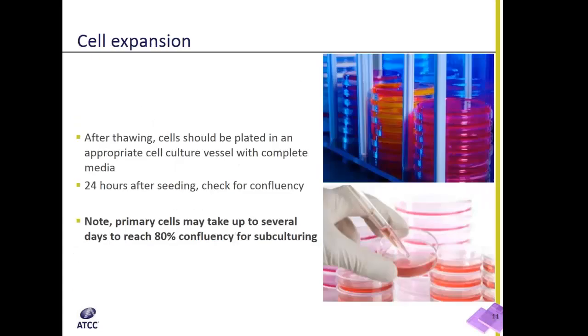After thawing cells, you're now ready to plate the cells in an appropriate vessel, which could be a cell culture dish or a flask. This all depends on your specific needs. For most cell types, the generally accepted practice is to allow them to settle for about 24 hours after seeding. At this point, the cells should be checked for confluency, which is the percent coverage of cells over the surface of the vessel. If expanding cells, the ideal time to subculture is at 80% confluency. The time it takes to reach this level varies by cell type. Primary cells may take several days or even up to a couple of weeks to get to that point.